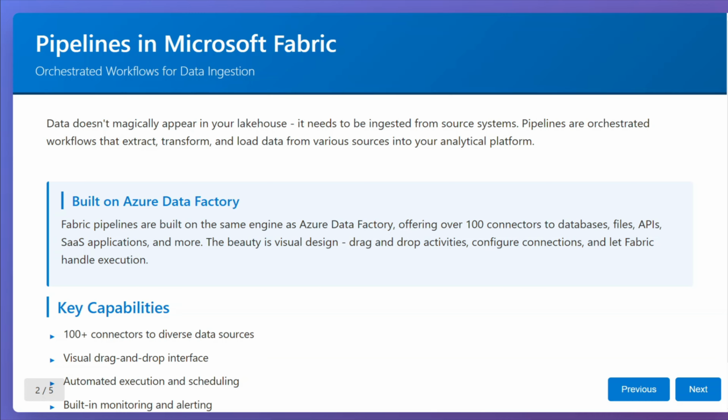Fabric pipelines are built on the same engine as Azure Data Factory, that offers over 100 connections to databases, files, APIs, SaaS applications, and more. And the beauty is visual design. You drag and drop activities, configure connections, and let Fabric handle the execution. This lab demonstrates a common ETL pattern: copy activity followed by Spark notebook transformations.